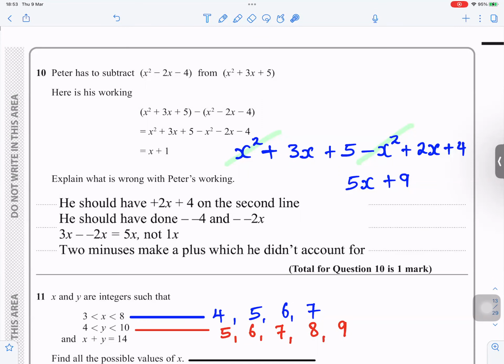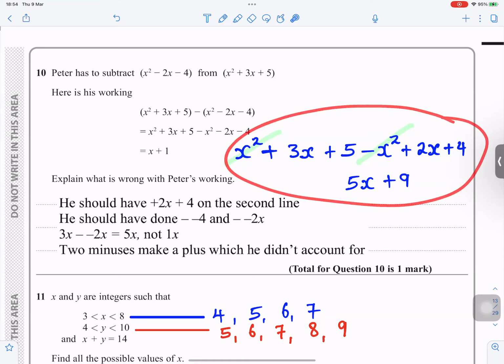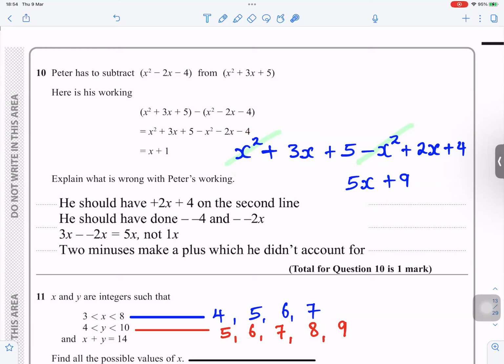Question number 10. Peter has to subtract x squared minus 2x minus 4 from x squared plus 3x plus 5. Here is his working. Explain what is wrong with Peter's working. I've done it on the right-hand side. When you remove this bracket, imagine there's a 1 there. It's minus x squared. The minus and the minus would make a plus. So it will become plus 2x, not minus 2x. And this minus and this minus will make a plus, so it will be plus 4, not minus 4.